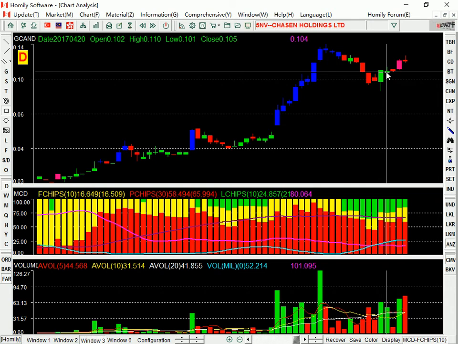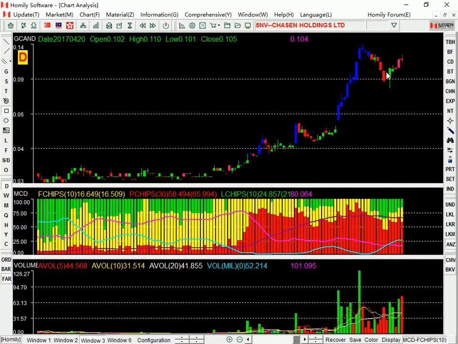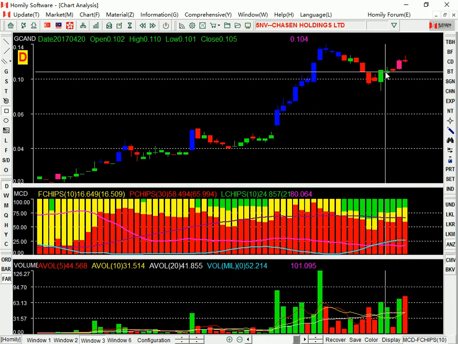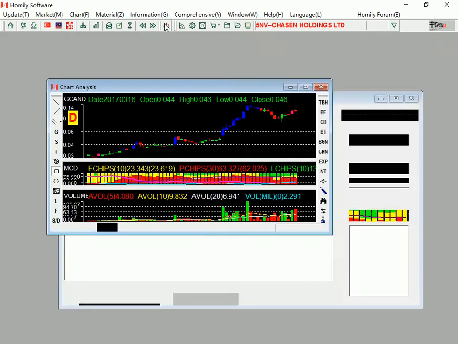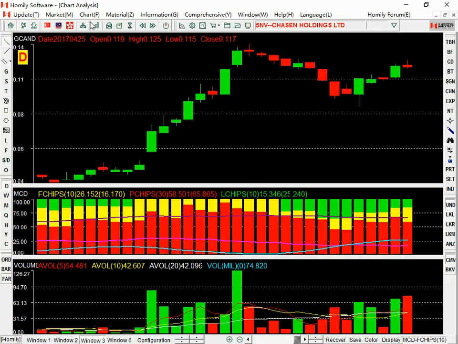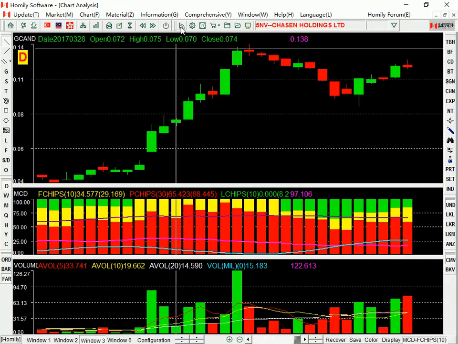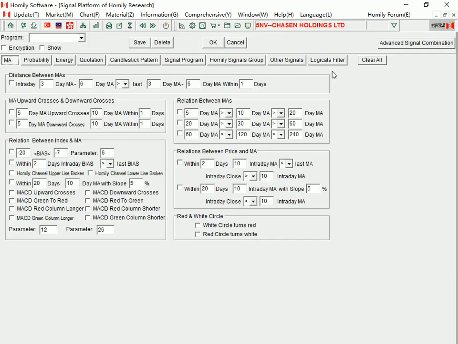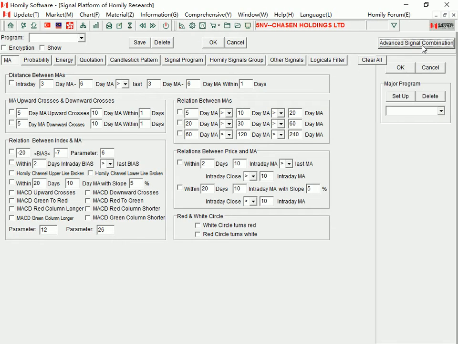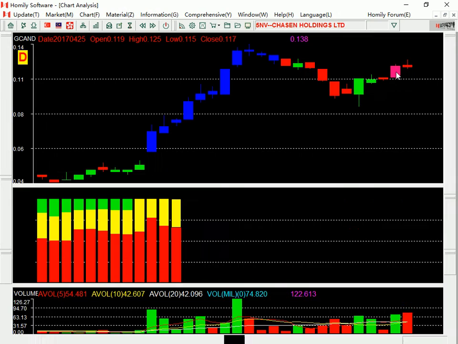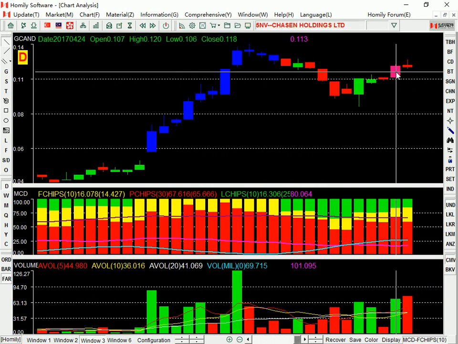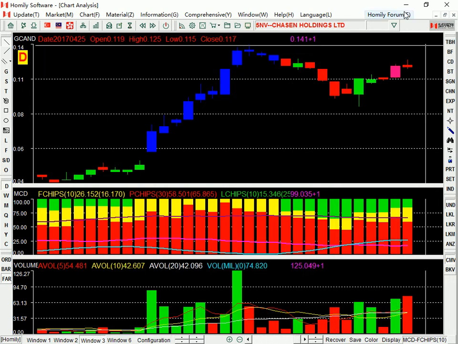Okay, so if the other signal appears, then you can see this color. Then if you set it once, next time you don't need to set it again. You just click the signals, then click advanced signal combination, then click this one, special signal. Just click OK, then the signal will come out. So this is the course from yesterday. I just teach you how to review it.